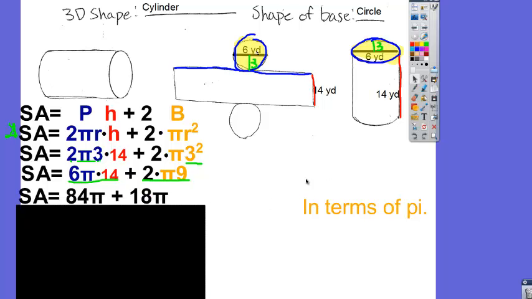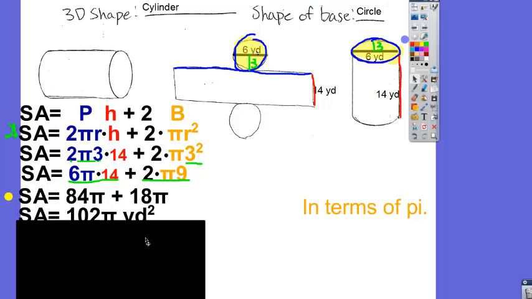So then, this is the part you're probably going to have questions on, and we're going to answer those when you come to me. We're going to go ahead and add. And you're like, hey, we can't add, they have pi's there. We can add 84 pi and 18 pi because they are the same terms. They're both in terms of pi, so we can just add 84 plus 18 to get 102. So this could be my answer if I were answering it in terms of pi. I would be done. My surface area would be 102 pi yards squared. So that would be it if this were my answer in terms of pi. So this answer here is already in terms of pi.